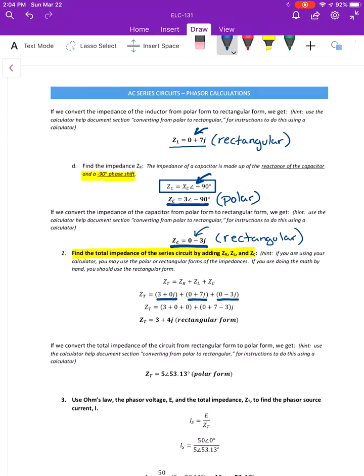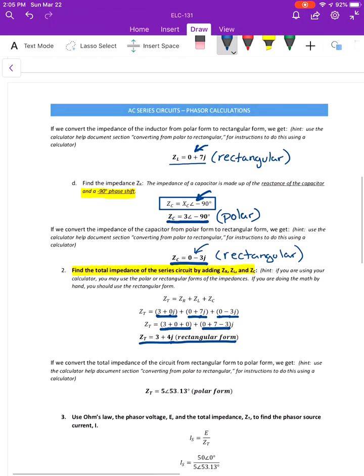Remember, to add in rectangular form, you're going to add all of the X values, 3 plus 0 plus 0. And then you're going to add the Y values, 0 plus 7 minus 3 right here. And that gives you your X value for the sum. So what you get is 3 plus 4J in rectangular form.